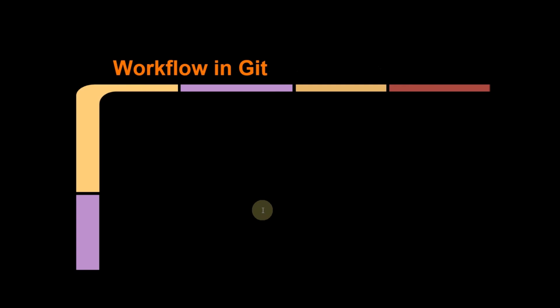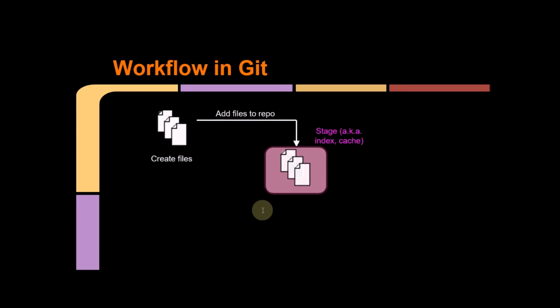Your workflow will go something like this. Once you create files, they're not tracked by default. In order to get them tracked, you have to explicitly tell Git to add these files. Now once you add them, they're in what's called the stage. It can also be referred to as the index or the cache. I will refer to them as staged files. And these are basically files that are ready to be committed. Either you're ready to make the initial commit, or you're satisfied with the changes that you've made.